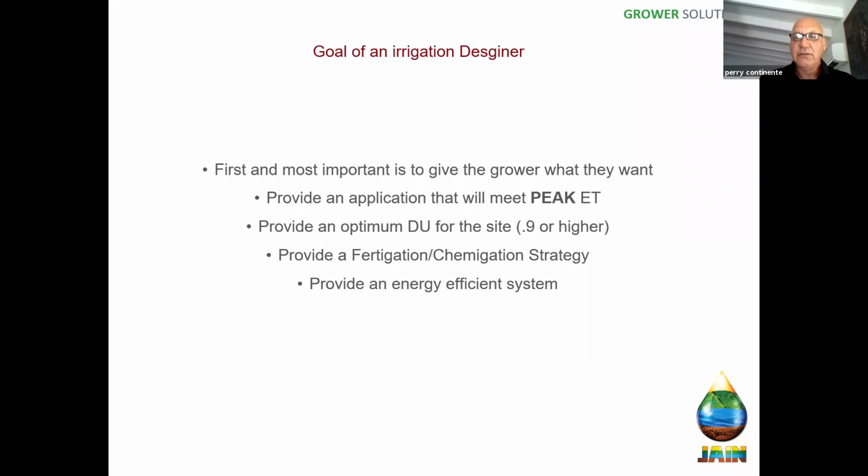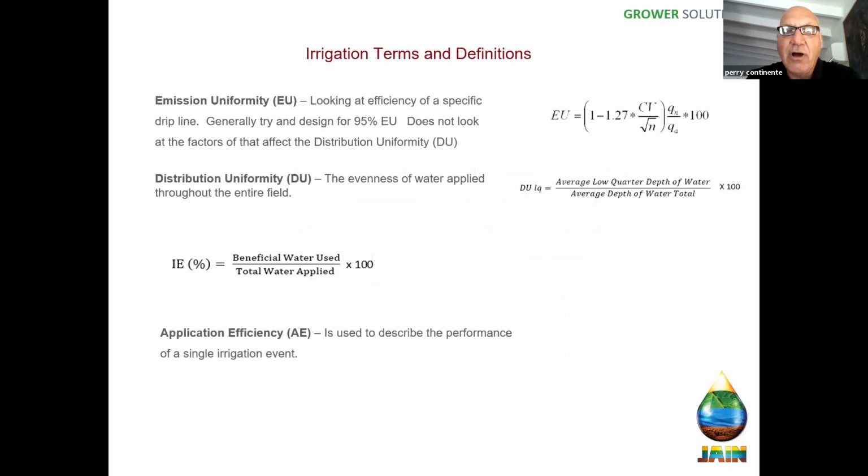So one of the first things we're going to do is talk about a few definitions, because people tend to use terms, and if we don't all understand what those terms mean, then we're kind of talking past each other. The two most important terms we need to understand are emission uniformity and distribution uniformity. The takeaway here is with distribution uniformity, it's essentially just what it sounds like: how evenly are we applying the water over our field?